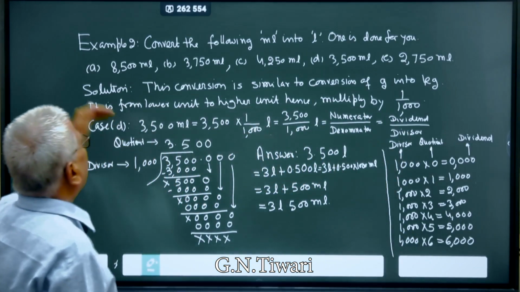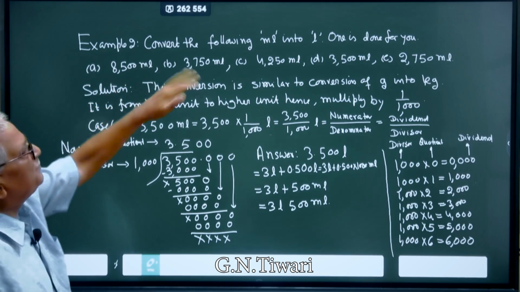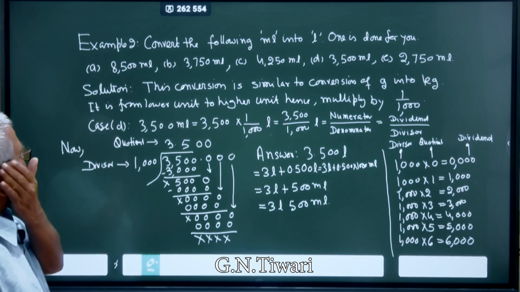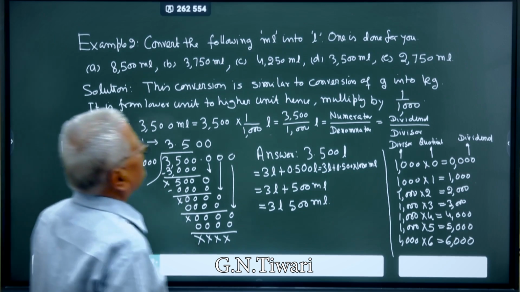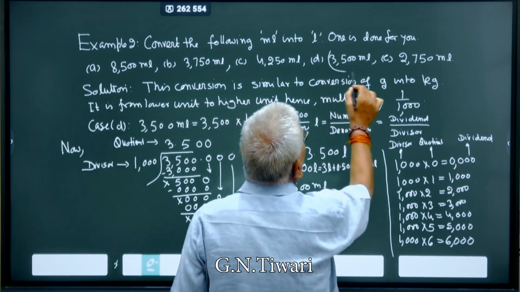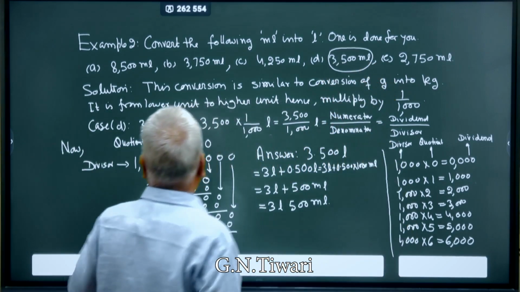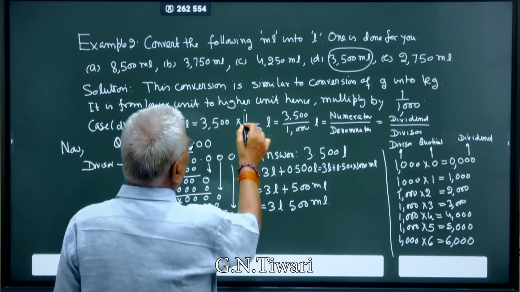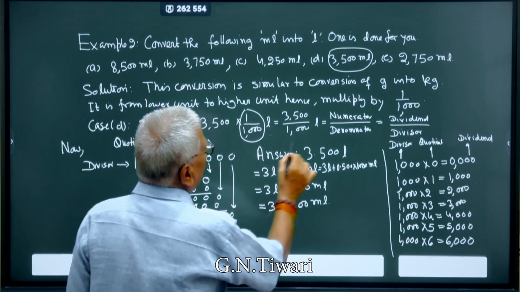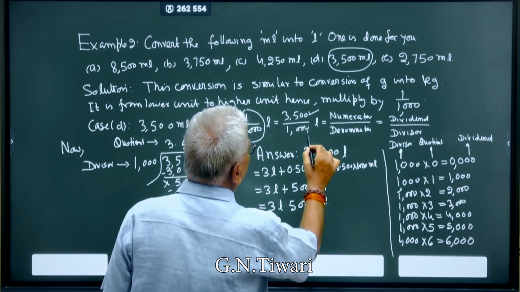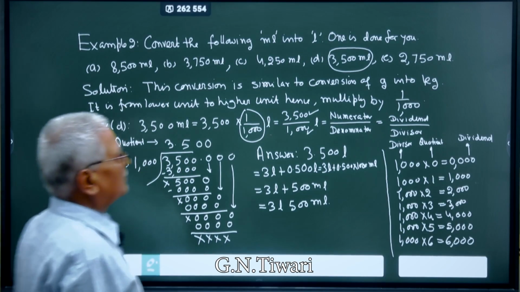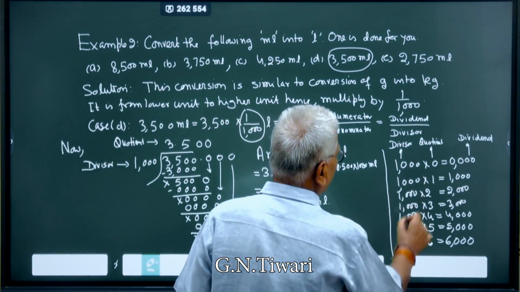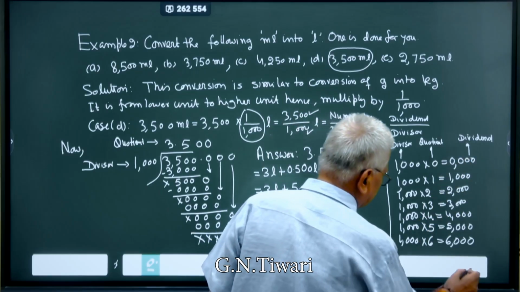अब देखिए यहाँ पर convert the ml into liter. So here I have taken the case D. Case D is equal to 3550 ml. So in this case you have to multiply by 1 upon 1000 liter. So it becomes numerator and denominator. Again you have to divide it the same way as I have done in the other units. Divisor, quotient and dividend.